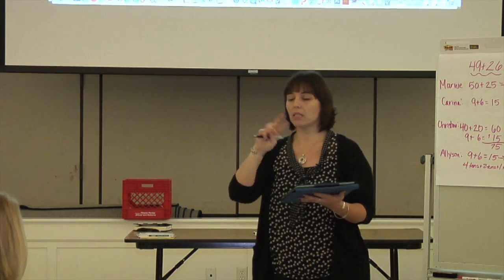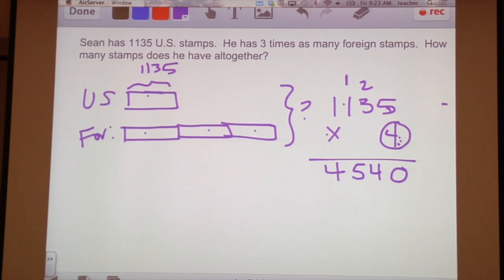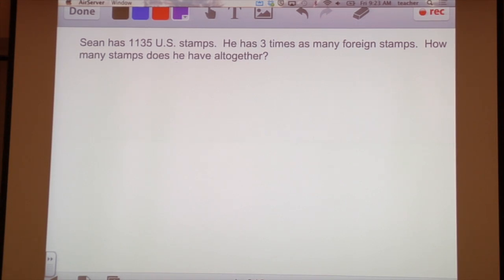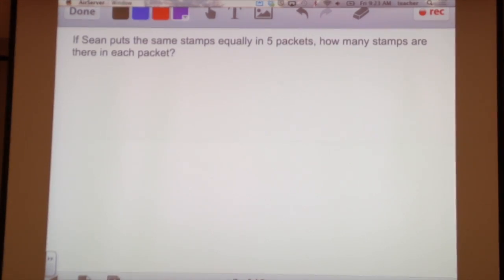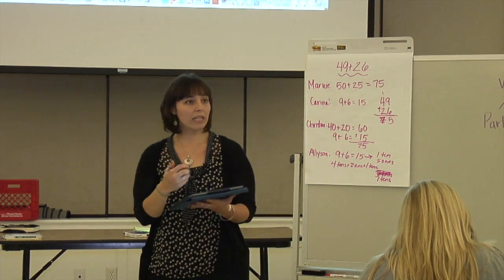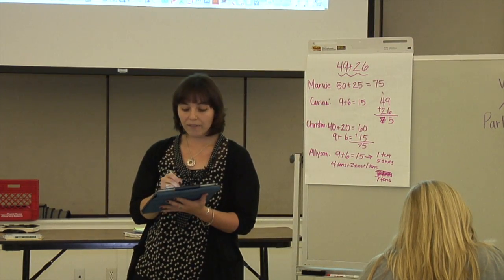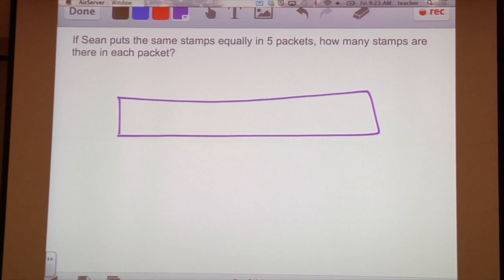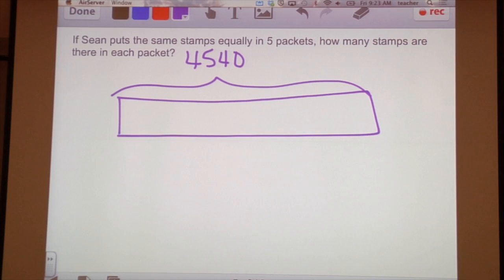The second problem is attached to this. So we have 4,540 stamps. And what happens if Sean now takes those and separates them equally into 5 groups? So now there's a second bar because now we're doing something different. We're putting those all together. So now I have this whole group of stamps that Sean has. And we said that that was 4,540.